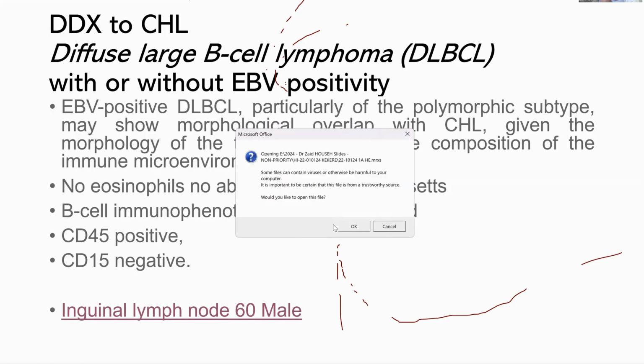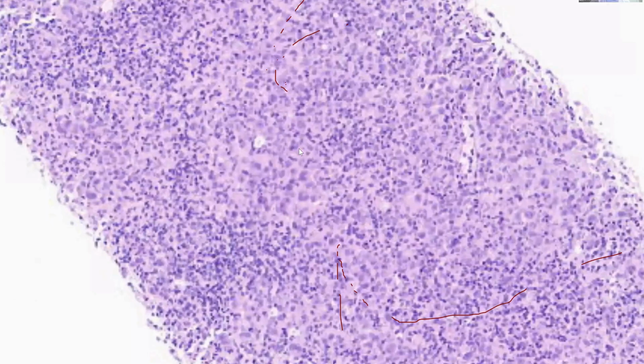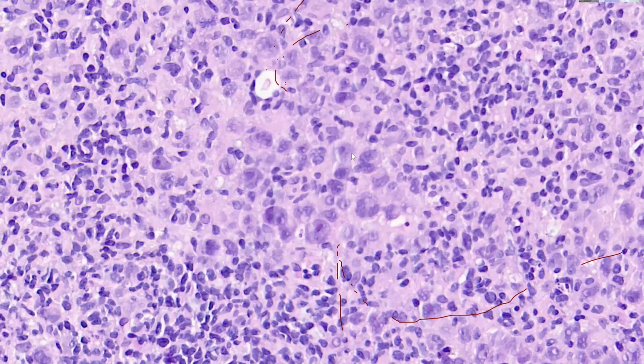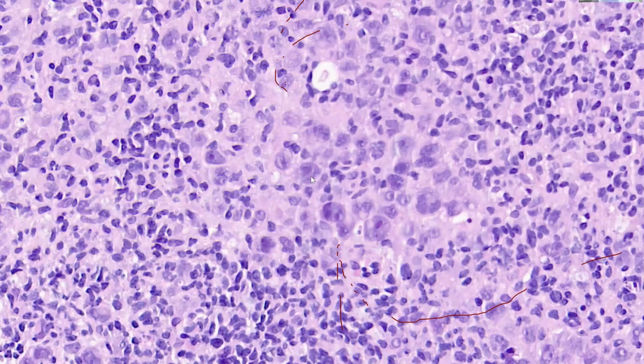This is an example of a diffuse large B-cell lymphoma that, if you don't think beyond the diagnosis, with a wide differential diagnosis, you will miss. So you can see here there are large cells with prominent nucleoli, some of which show multilobulation, and some of which show very prominent nucleoli.